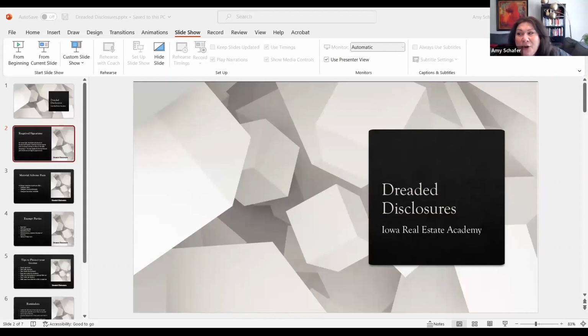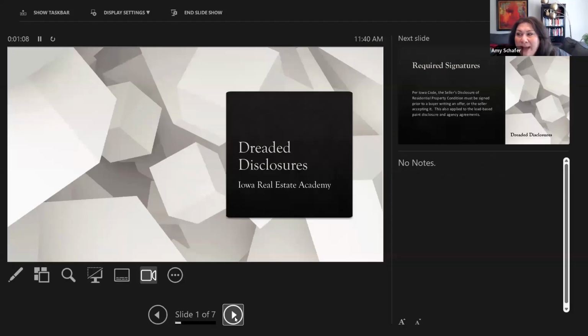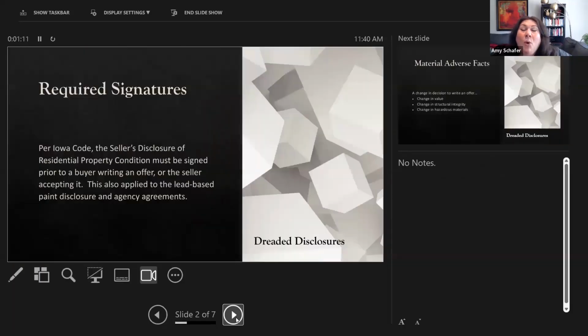Just to get started though, as a reminder, required signatures. When do you need to have the seller disclosure signed? According to the Iowa Code, it says that the disclosure must be signed prior to the buyer writing an offer or the seller accepting it. This same rule applies with lead-based paint disclosures, and it also applies to your agency agreements, like your appointed agency forms that you're having buyers and sellers sign.